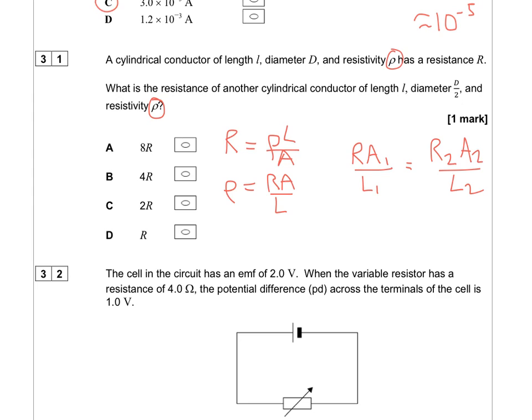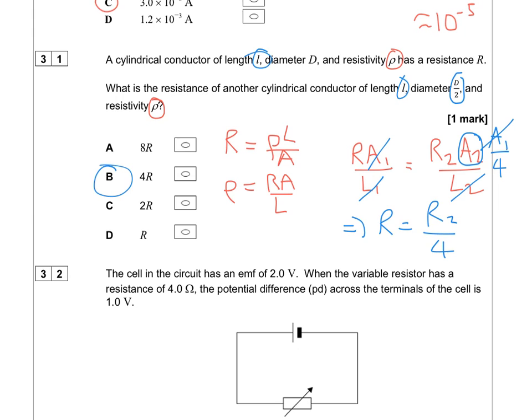So, first thing, it tells you they're both length L, so we know these two L's are equal to each other. And it also tells you we've halved the diameter. So if you halve the diameter, that means your area is going to be a quarter of what it was before, because remember, diameter would get squared to calculate the area. So we can rewrite A over 2 as a quarter of A1. So now we can cancel the two A1s, and what we get left with is R is equal to R2 over 4. So we know that R2 is 4 times the original R, which is answer number B there.